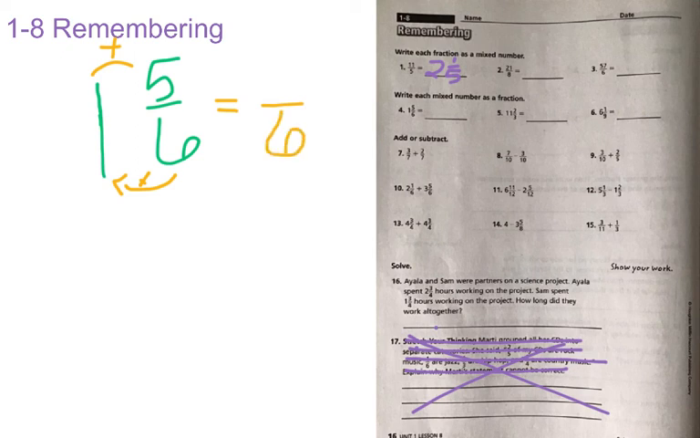So 6 times 1 is equal to 6. Plus 5 is equal to 11, and so 11/6 is 1 5/6 written as a fraction.